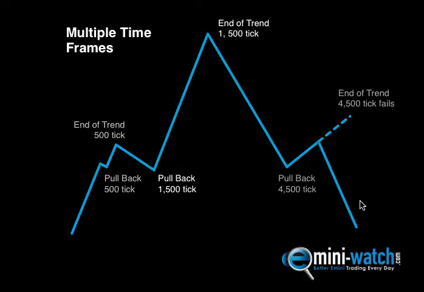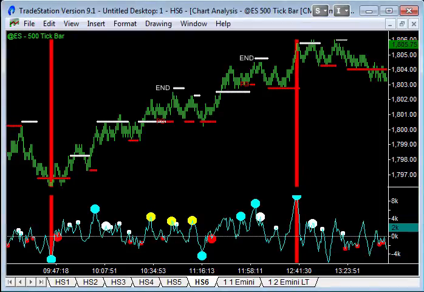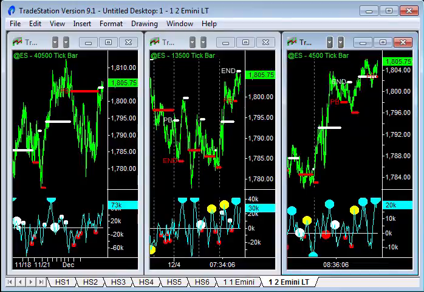What I'll often see is end of trend moves in my lowest time frame tip bar chart, so a little pullback to end of trend on the 500 tip bar chart, then followed by a pullback to end of trend on the 1500 tip bar chart, marking the extreme in price, and then sometimes a pullback on the next highest time frame, either going to an end of trend or failing to go to an end of trend on the 4500 tip bar chart. And just because that's actually what's lining up at the moment in terms of the highest time frame tip bar charts.